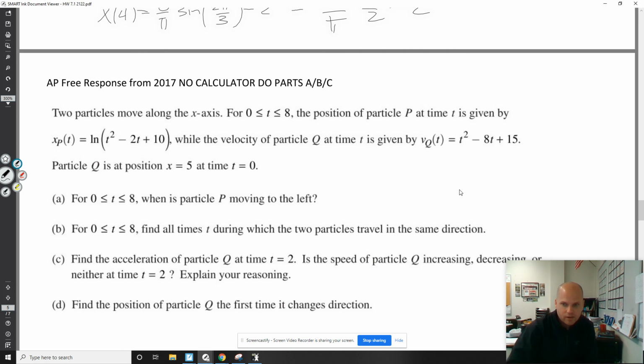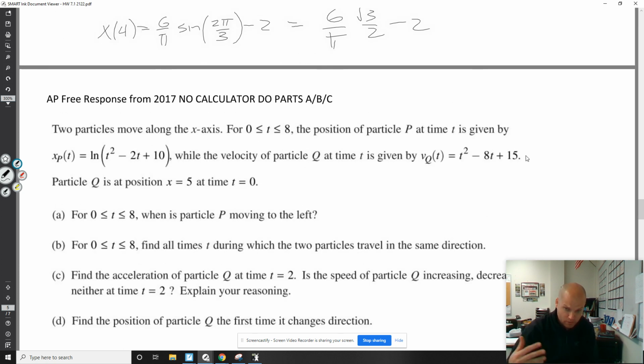All right, no calculator again. There are some questions that we will have to use our calculators on. This is when we start using our calculators in this unit. Actually, next lesson. Bring your calculator to class next lesson. We're doing A, B, and C.